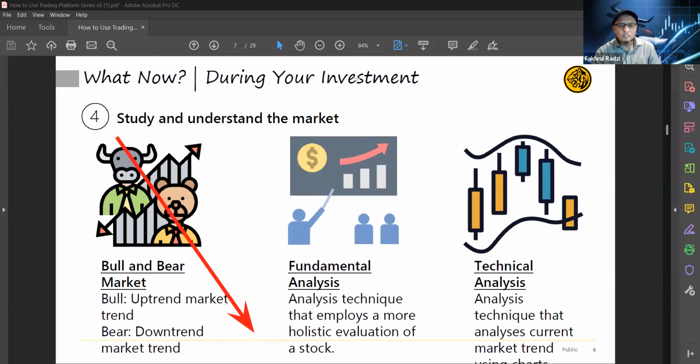The bull market, on the other hand, indicates a pattern in the market where shares are increasing or uptrending. Uptrending market, uptrend. Okay, there are some patterns that you need to know.